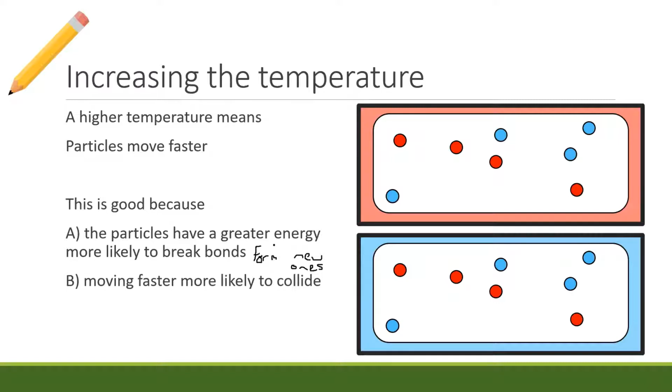Because if you're moving faster, then you have less chance to avoid where you're going, you have more chance to just bash into something. So that's why we say there's more chance for you to collide with something. So that's why we say moving faster means they're more likely to collide. And so both of these methods will increase the reaction rate.